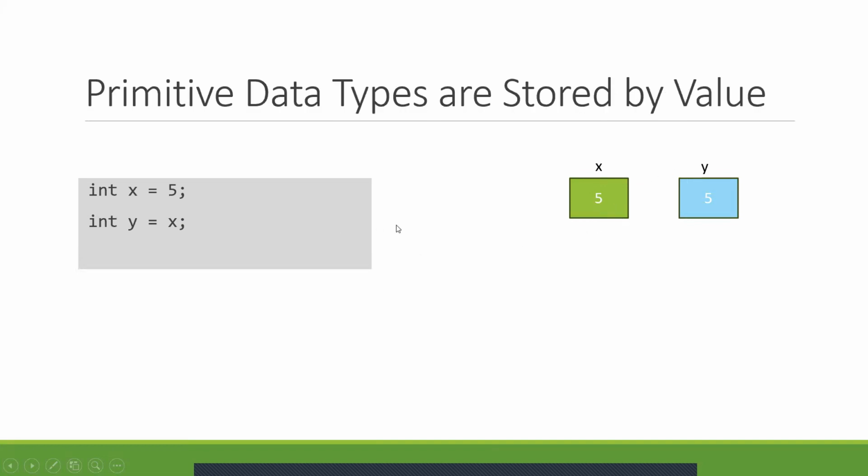After this point, there is no connection between the variables x and y. So if we change the value of x to 50, then only the value of x changes to 50, whereas y remains as 5. This is just to show that primitive data types are stored by value. That is, the value is stored in x and the value is stored in y.